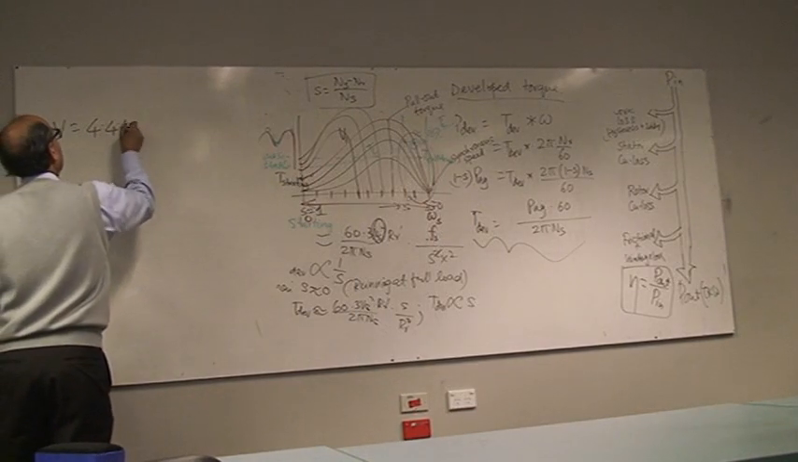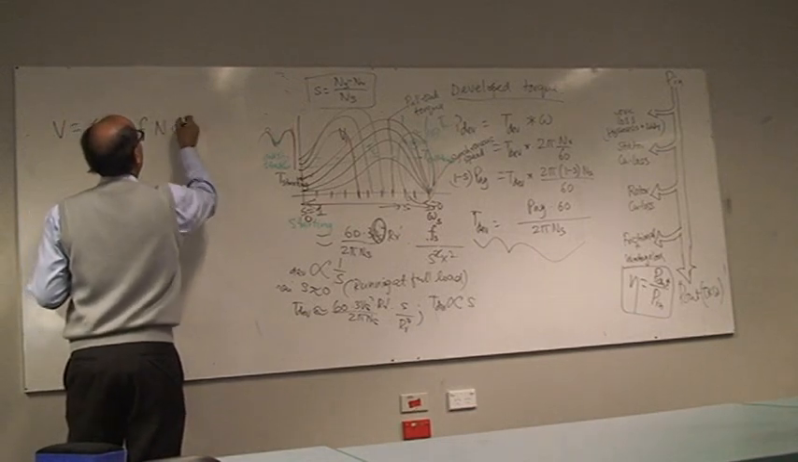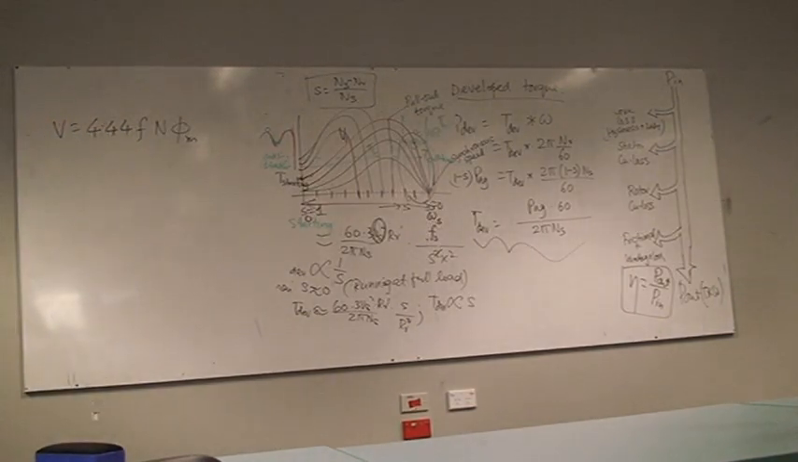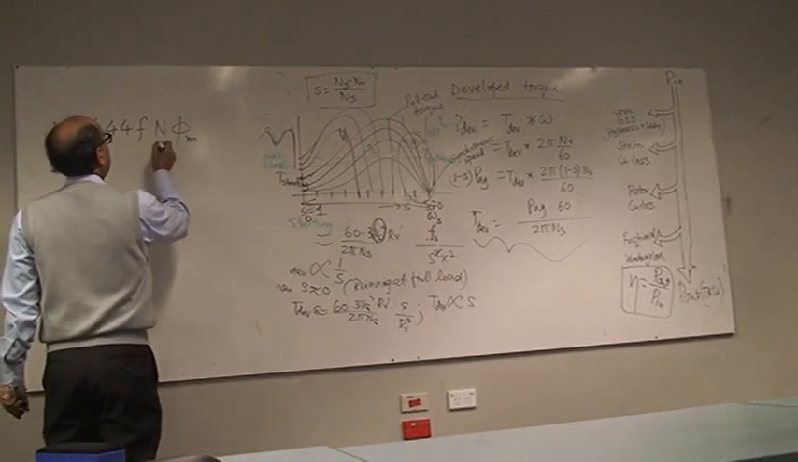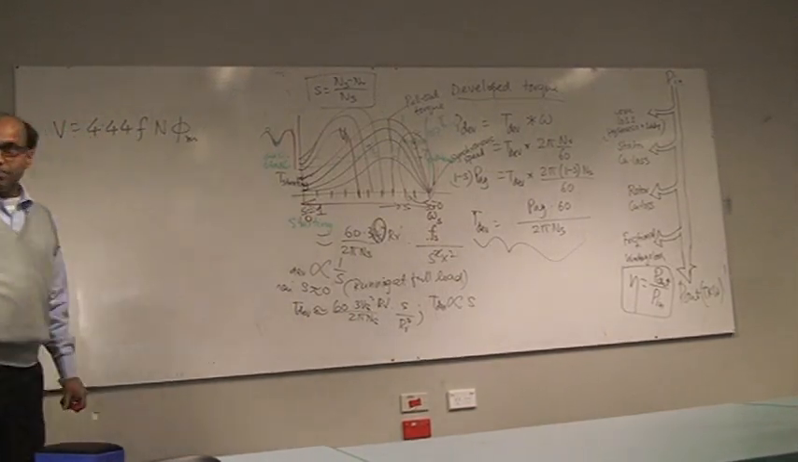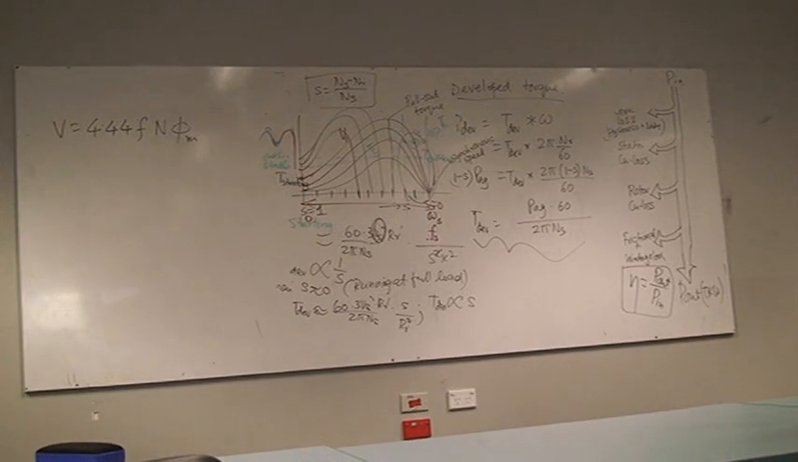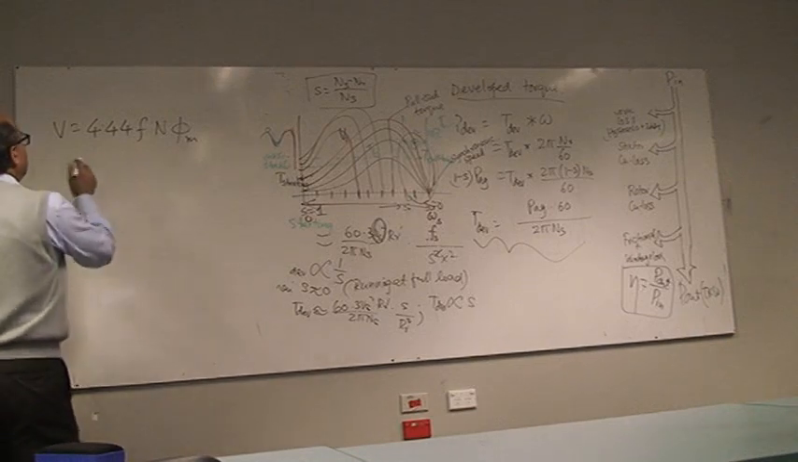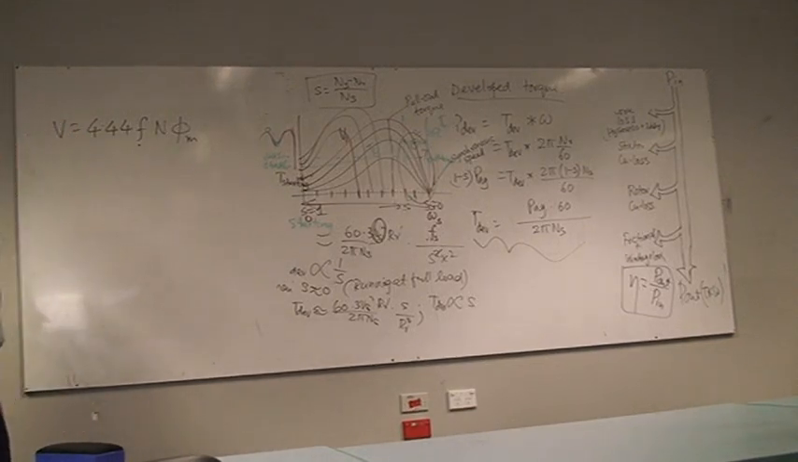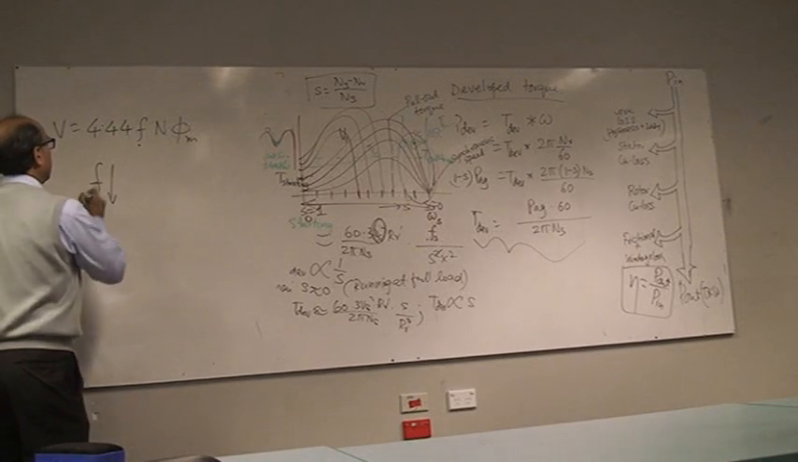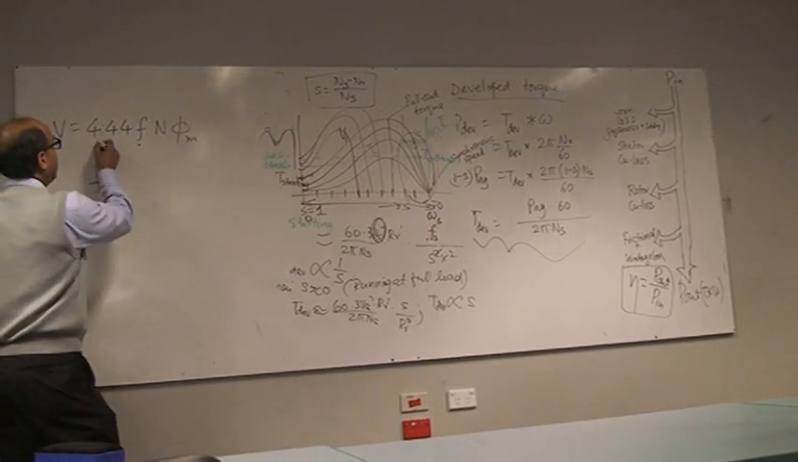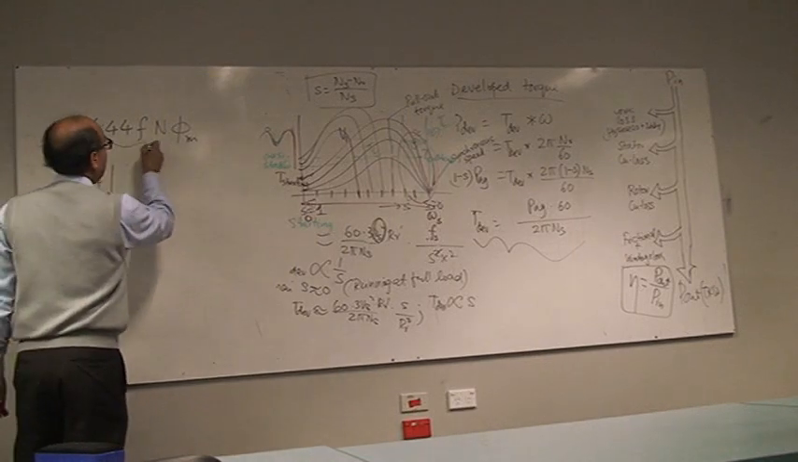Last week we saw V = 4.44 F N phi m. That's the voltage equation for any system. When you apply voltage to a coil, you have this expression. F is the frequency, N is the number of turns, and phi is the maximum amount of flux. Now, if you change the frequency, keeping the voltage constant, what are you going to do? So your F is changing, either increasing or decreasing. In this expression, if V is constant, what will happen?